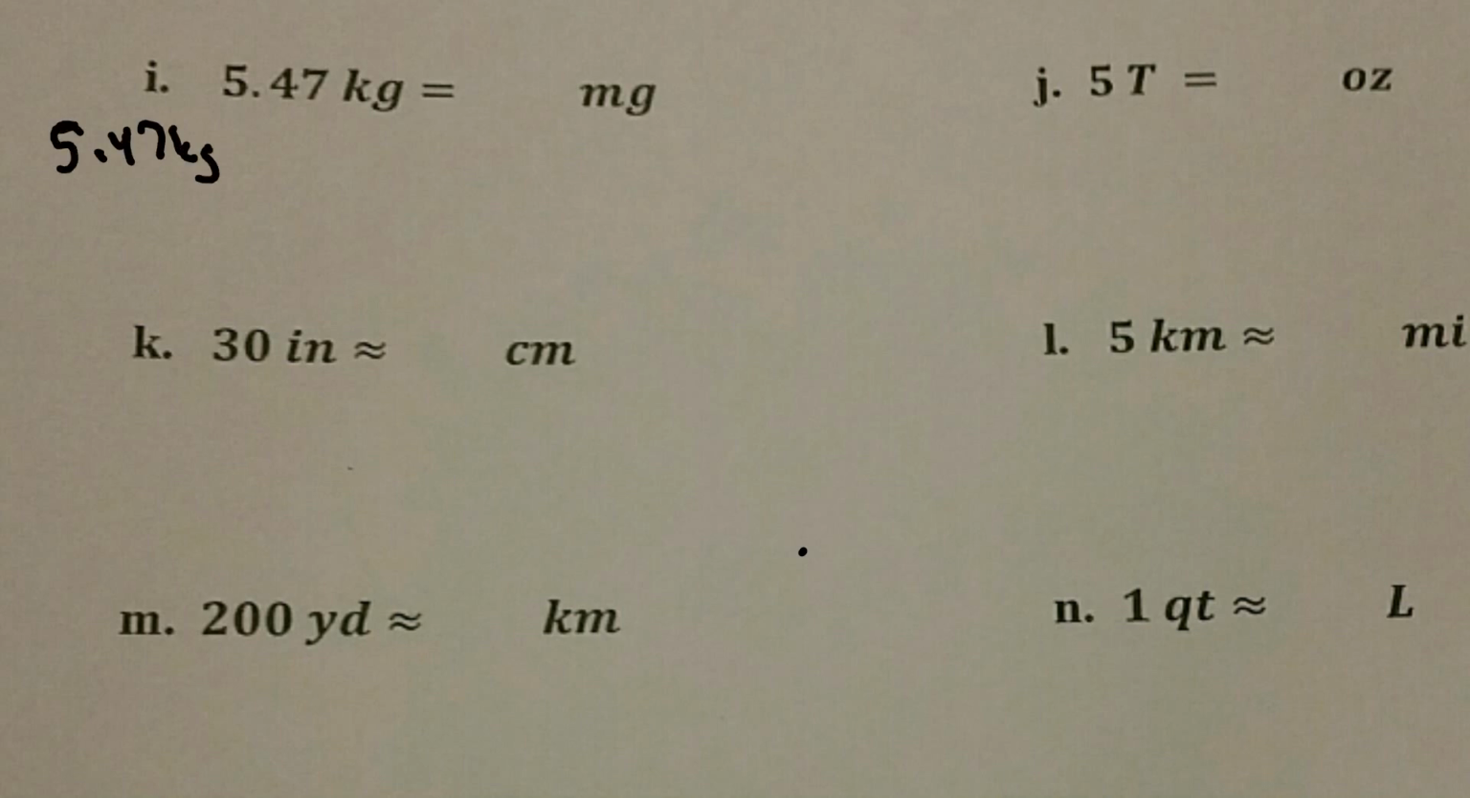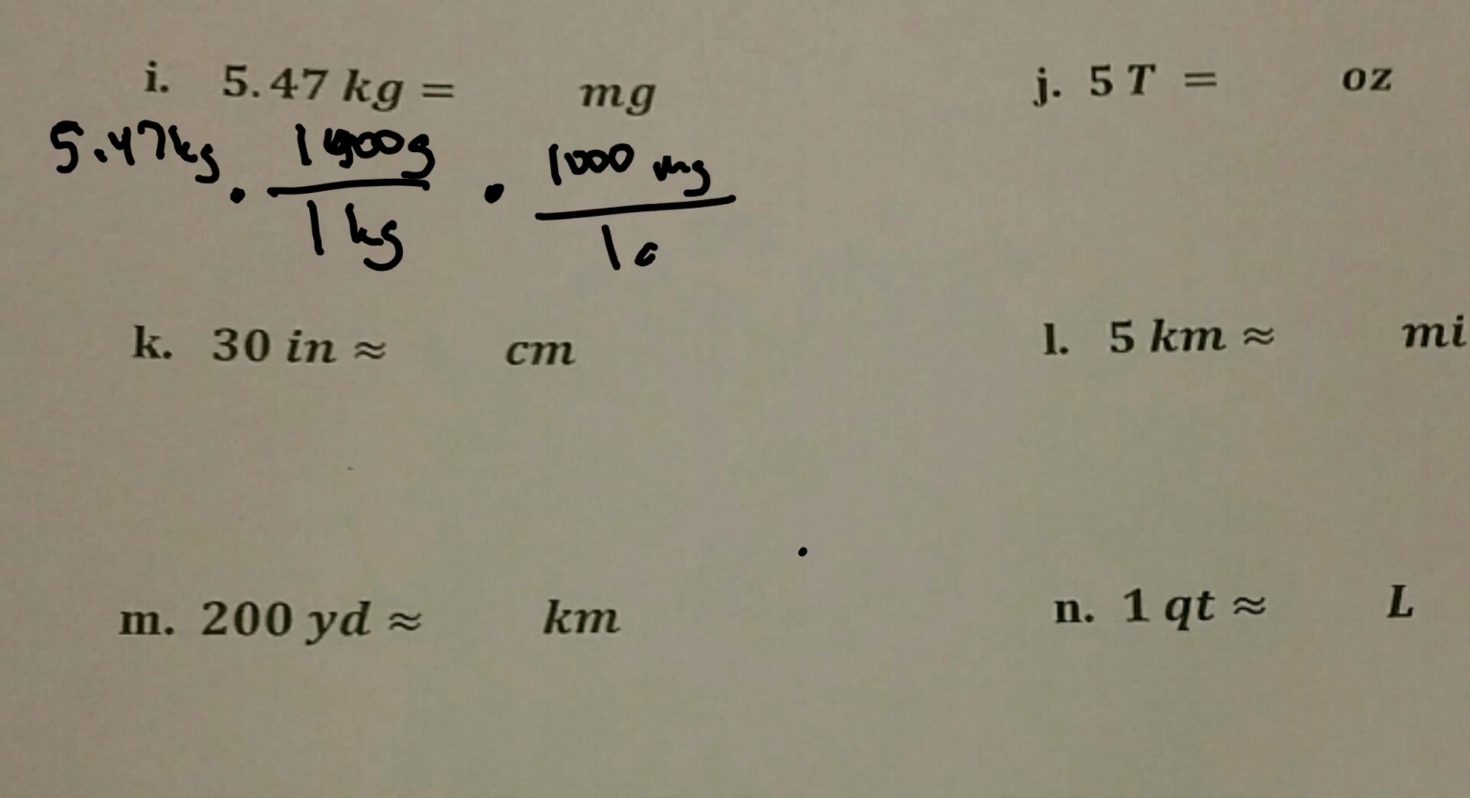5.47 kilograms. I'm going to put 1 gram, 1,000 grams is 1 kilogram. The kilograms will cancel. Now I'm going to want my grams to cancel, so I'm going to put 1,000 milligrams is 1 gram. So look, the kilograms cancel, the grams cancel. What am I left with? Milligrams. That's what's right here. 5.47 times 1,000 is 5,470 times another 1,000 is 5,470,000 milligrams. All right.